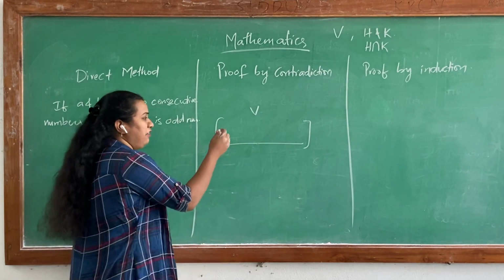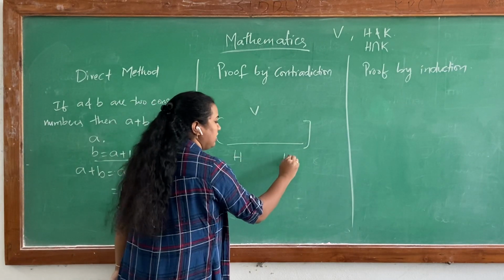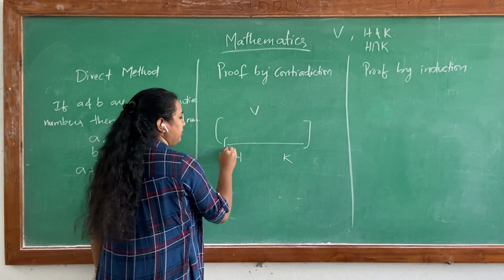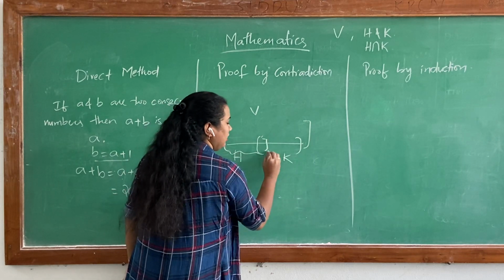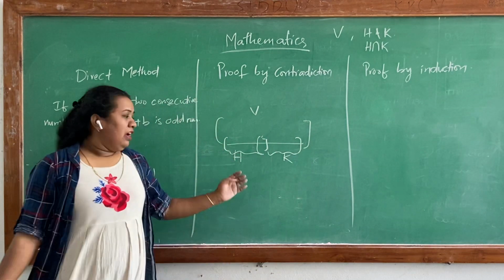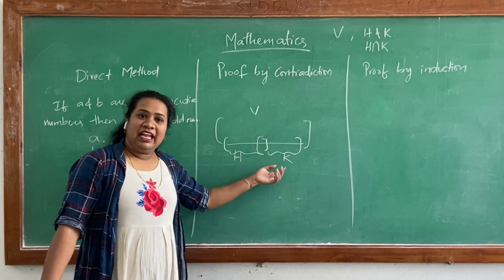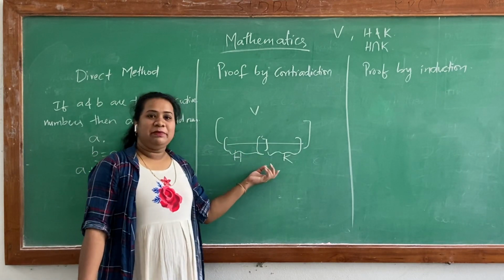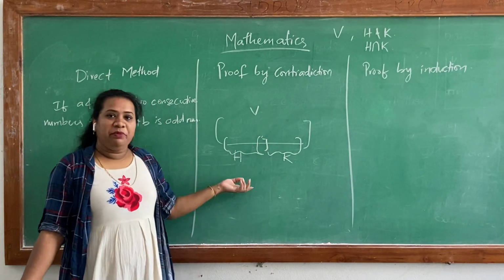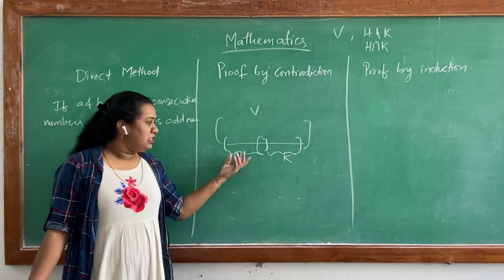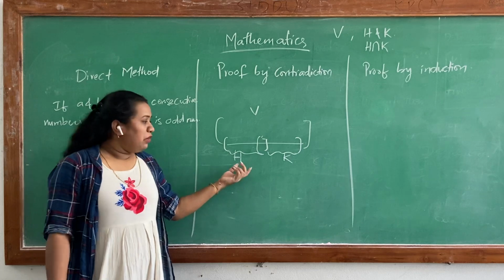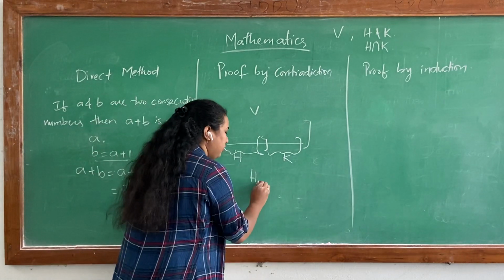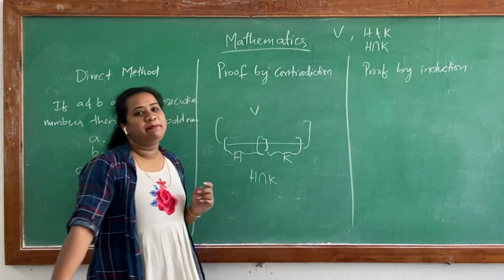Now they have taken two subspaces from this, H and K. For example, let this be H and this be K. These two are taken from this, and they are saying these two are subspaces. Subspaces also have to be vector spaces. These two sets also have to satisfy all the properties of a vector space. So now these two are taken, and now we have to prove H intersection K is a subspace.